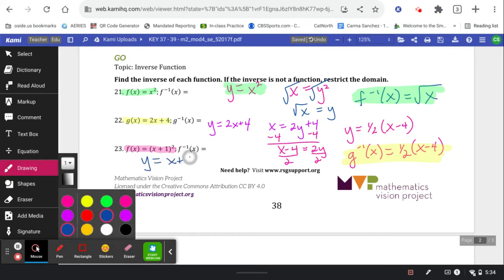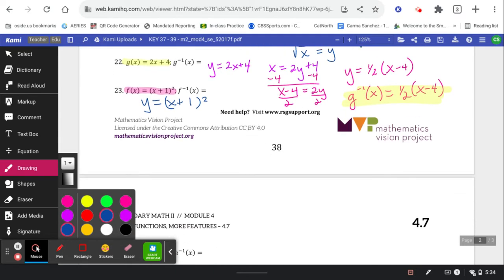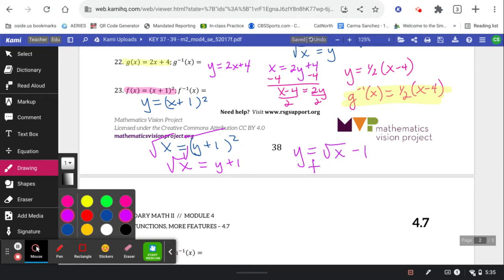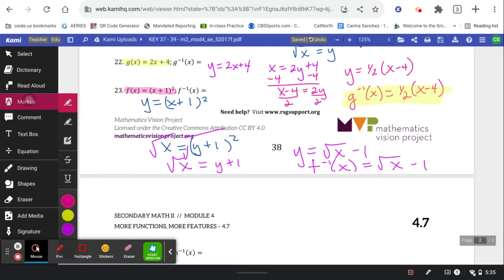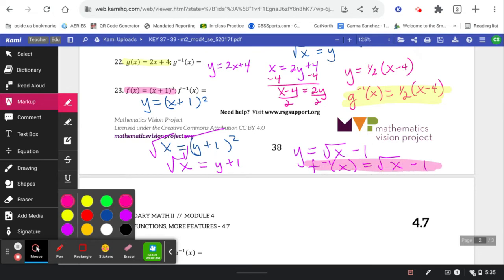Okay, so I'm going to start by writing y is equal to x plus 1 squared. Switch x and y. How do I undo a squared? Square root it. So I get the square root of x is equal to y plus 1, minus 1 from both sides. Write it in function notation. F of -1 of x is equal to root x minus 1. Here's my inverse root function.